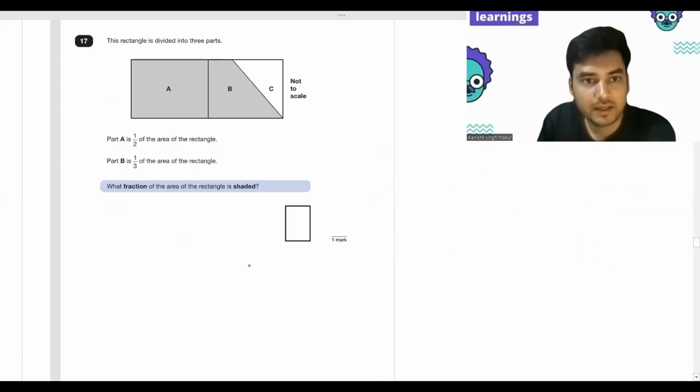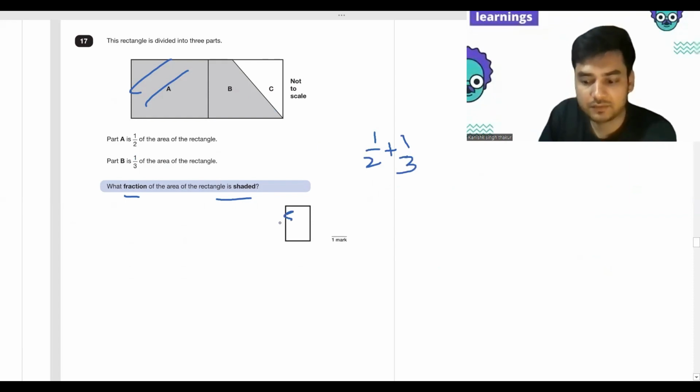Okay. A rectangle is divided into three parts. Half of the area is shaded, and part B is one third. What fraction of the area of the rectangle is shaded? Right? So simple. This is shaded and this is shaded. So half plus 1 by 3. Actually, it's 5 over 6.